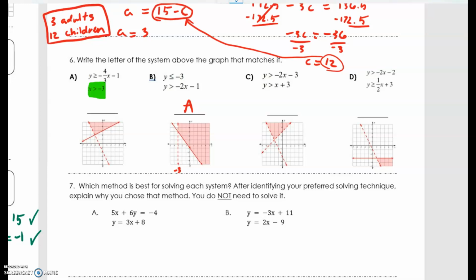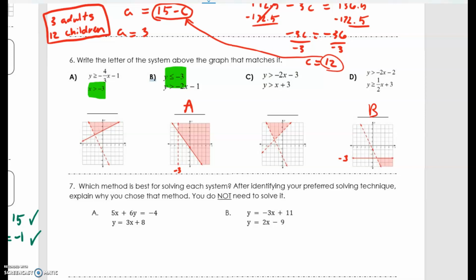Letter B, this line here is going to be the one that stands out the most because it's a horizontal line. So y is less than or equal to negative 3. Looks like it's right here. It's at negative 3, it's shaded below, and it's a solid line. So yes. I'm going to confirm it by graphing the bottom equation. The y-intercept's negative 1. The slope's negative 2, so down 2 over 1. And it is shaded above that line, which would be everything above. And there's the overlap. So this is B.